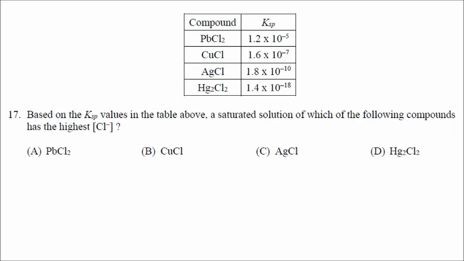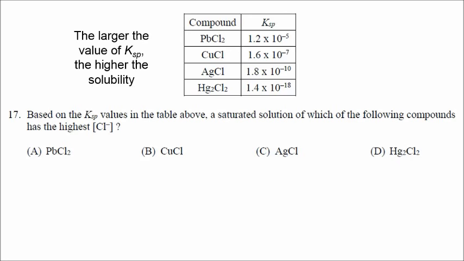All right, number 17, this is a pretty easy question because we know that the greater the value of the KSP, the higher the solubility. So we can eliminate choices C and D because their values for KSP are rather small. Now what I did, even though we're not supposed to use a calculator, is I went ahead and used a calculator to show you the concentration of chloride for lead chloride and for copper Roman numeral 1 chloride. And I'll make a point with the information once I do that. So let's take a look.